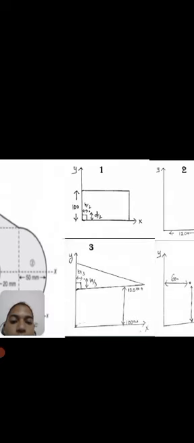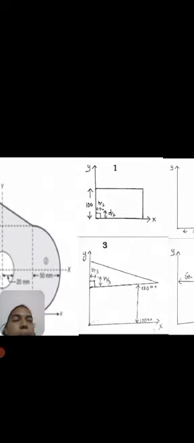Now I have found the component centers. First one is rectangle: this side is b by 2 and depth is d by 2. Next, quadrant: in the x-axis it is 4r by 3 pi, in the y-axis it is 0 by 2. Next, the triangle: in the y-axis it's b by 3 and in the x-axis it's h by 3. Next, in the y-axis it's 60 mm and in the x-axis it's d by 2.